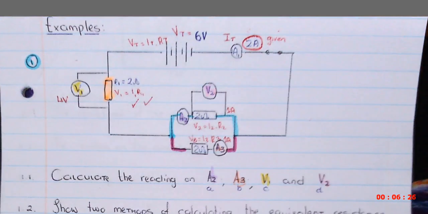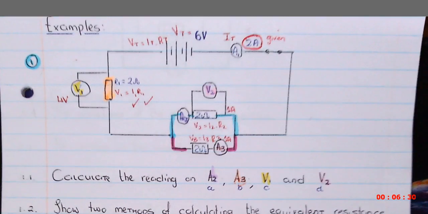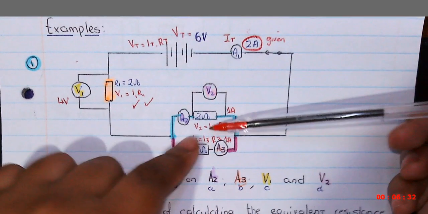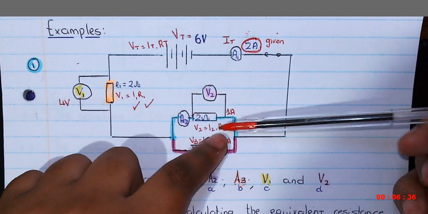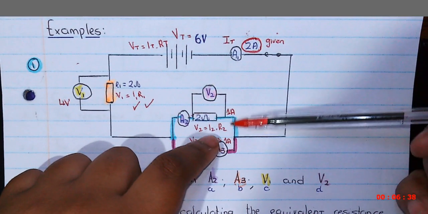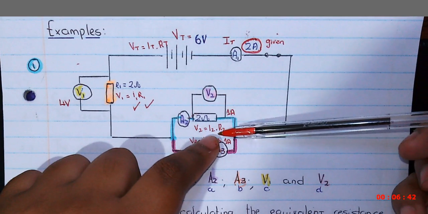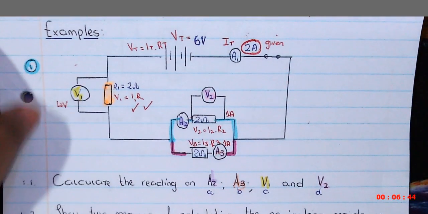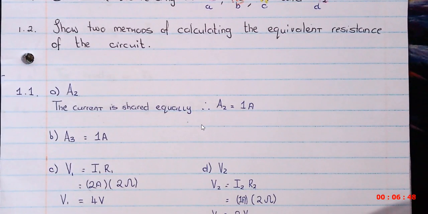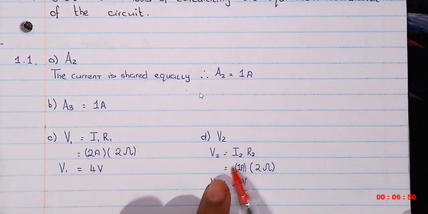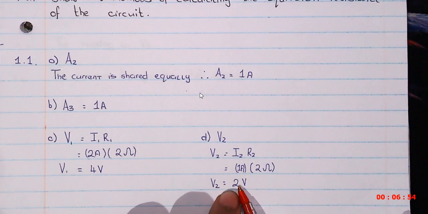And then the next question is the reading on V2. Again, we can do Ohm's law by saying that V2 is the current through here multiplied by the resistor. The current through this branch we've established to be 1 ampere. The size of this resistor is 2 ohms, and so V is equal to I times R, and therefore V2 is 1 ampere multiplied by 2 ohms, which is 2 volts.